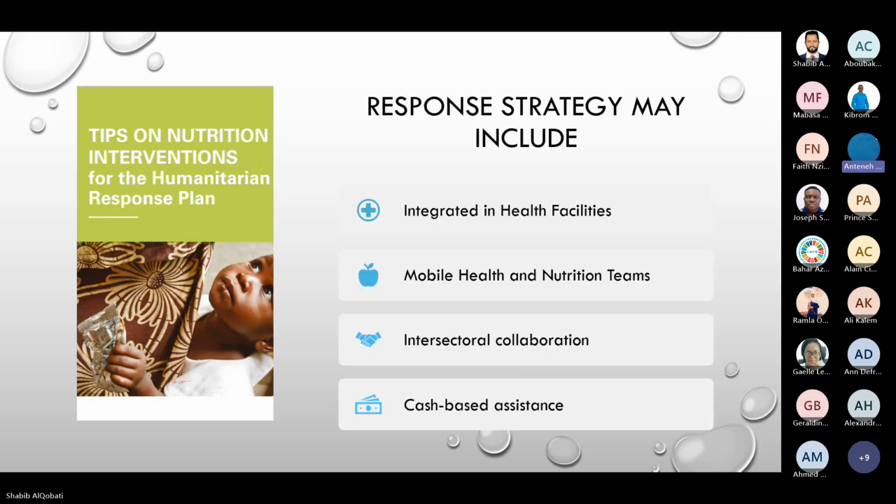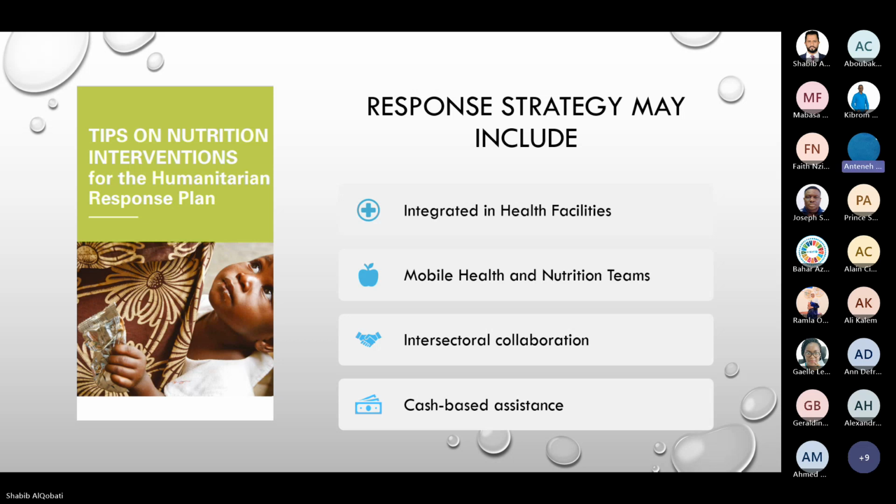Okay, so once we formulate our sector objective, the next thing that we should highlight in the HRP document, usually in the HRP narrative, are some of these examples. You could have more, but here the main message you want to communicate is how you are going to deliver the response. How are you going to implement your response activities?